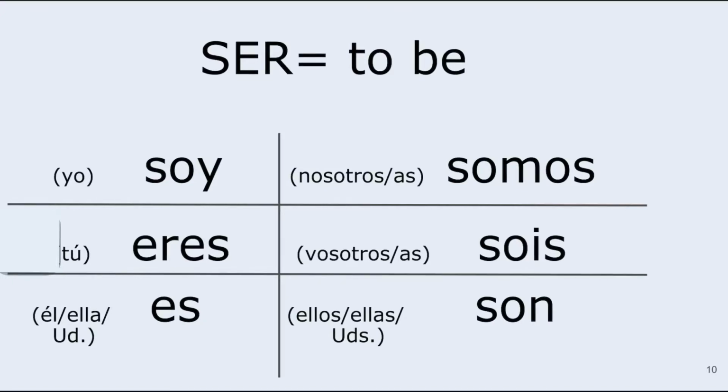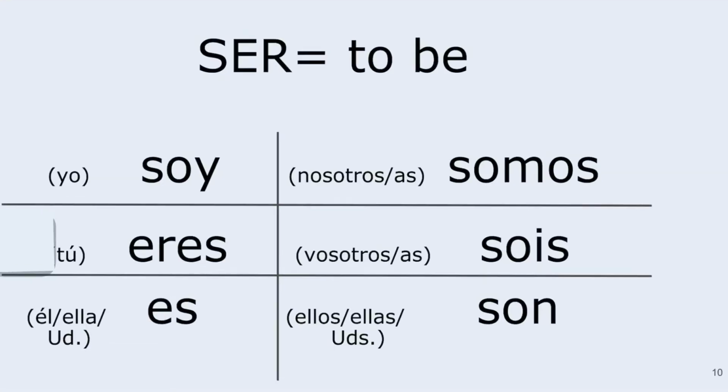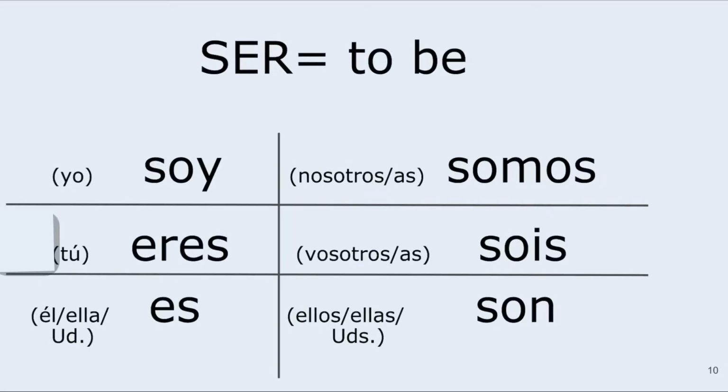Now let's move to the right side. Nosotros, nosotras somos. We are. Vosotros, vosotras sois. You all are. This is the only form used in Spain for you plural. And finally, ellos, ellas, ustedes son.